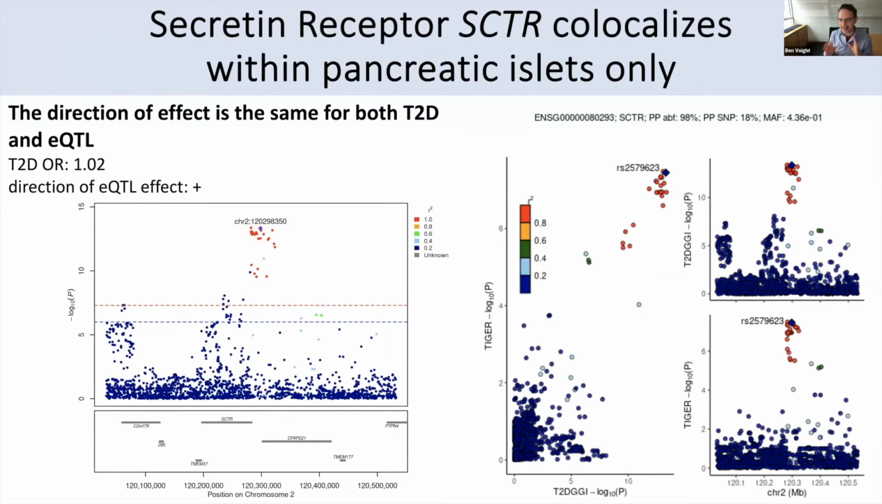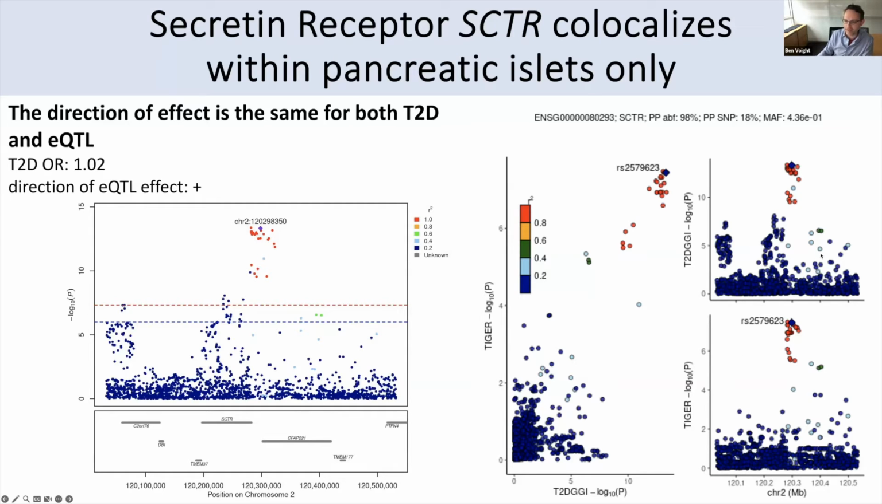To give you one example to whet your appetite, it involves a gene locus called the secretin receptor. On the left hand side is the signal of association in our type 2 diabetes effect scan, so pretty healthily associated. In this plot the x-axis is physical position and the y-axis is strength of association. So you can see there's some signal in action here.